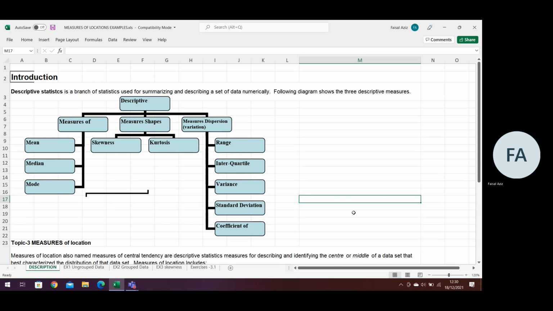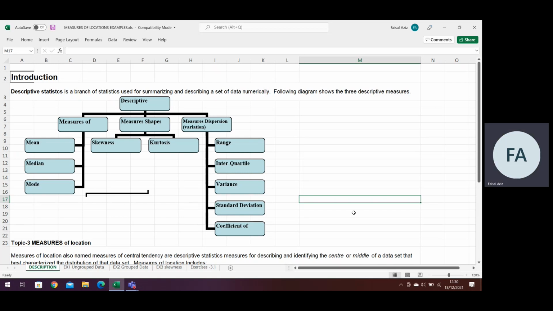Starting from descriptive statistics. Descriptive statistics is a branch of statistics which is used for summarizing and describing a set of data numerically. If you look at this diagram, you can see that we have three main areas. The first is the measure of location. In the measure of location, we have mean, which is average, median, which is the central location of the data, and the mode, the observation which has repeated the maximum number of times in a given set of data.